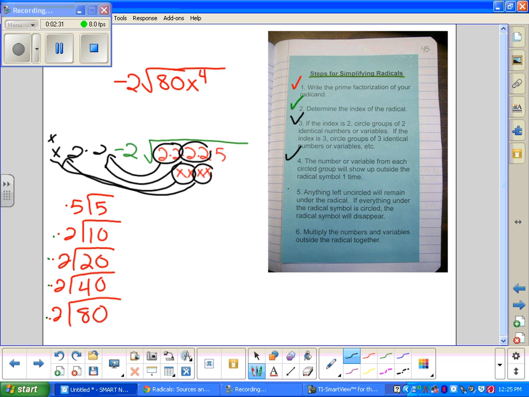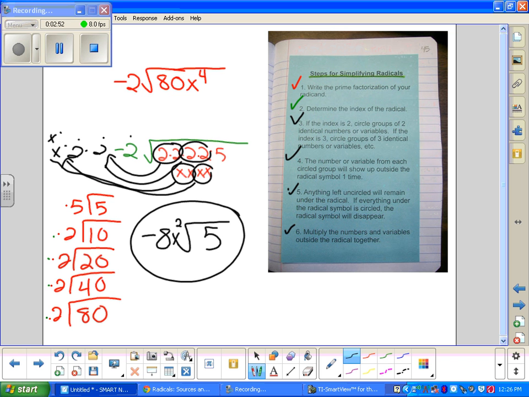Step number 5 is if anything's left uncircled, it will remain under the radical. There's a 5 left under the radical. And then multiply the numbers and variables outside the radical together. Negative 2 times 2 is negative 4. Negative 4 times 2 is negative 8. And there are 2 x's, so it'll be x squared. So if you have to simplify that, it's negative 8x squared radical 5.